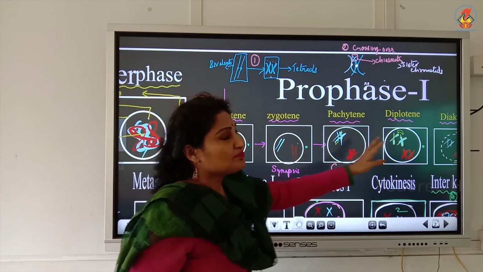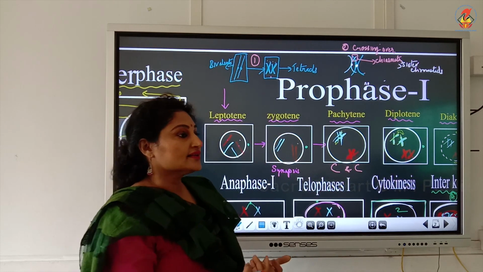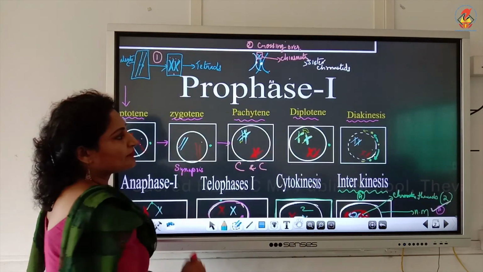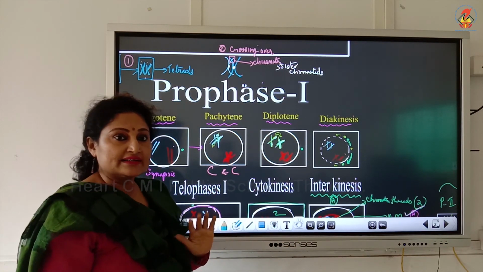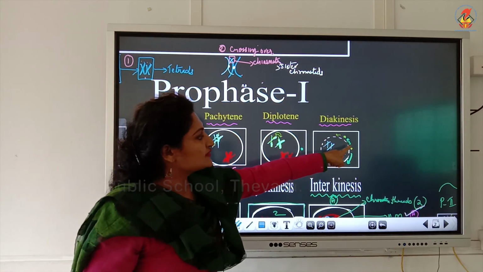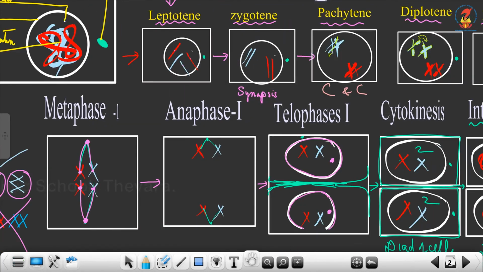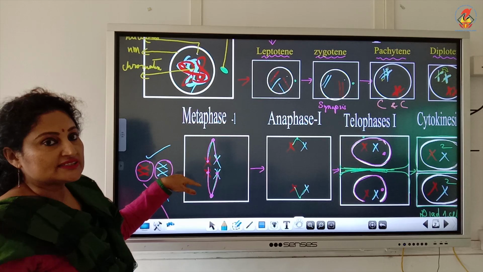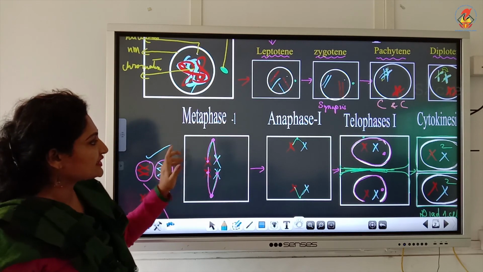Diplotene, what is happening is the chiasmata breaks and the chromosomes separate with the exchanged parts. And diakinesis, nothing happens with respect to the chromosomes, only the nucleolus and the nuclear membrane disappear. Meanwhile, the centrioles have duplicated and reached the poles. Now, metaphase, the tetrads align at the equatorial plane, and spindle fibers arise from the centrioles at the opposite poles, which attach to the homologous chromosomes of each tetrad.